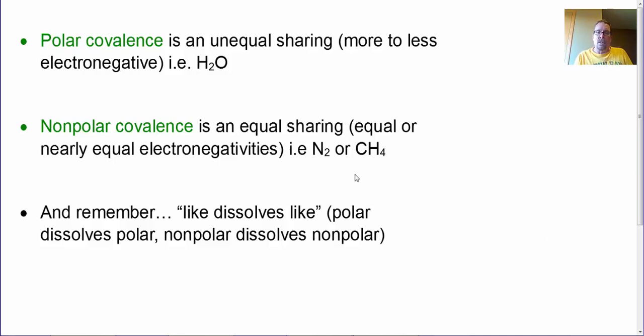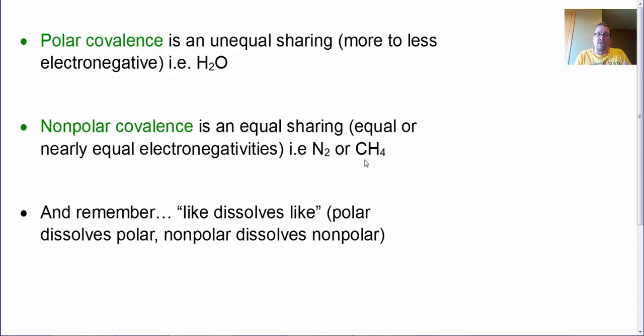And of course, one of the biggest things for us is that carbon and hydrogen are so close in electronegativity that they're essentially nonpolar, which means that they won't dissolve in polar solvents like water. That would not be beneficial for you.